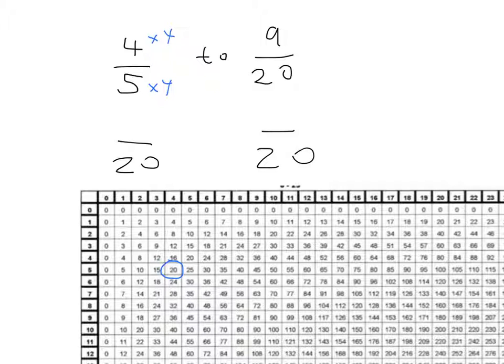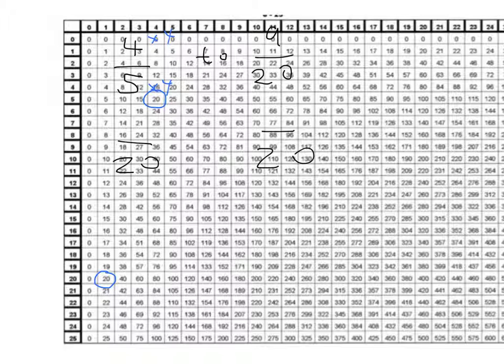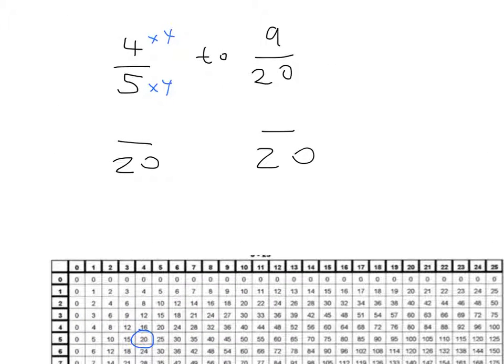Okay, now what about the number 20? What did we multiply 20 by to get to the number 20? Well, again, we look at our times table, and we'll see that 20 multiplied by 1 equals 20. So we write that down as well. 20 times 1, and whatever we do to the denominator, we do to the numerator, so let's times that by 1 as well. Okay, so now the rest is pretty easy. 4 times 4 equals 16, and 9 times 1 equals 9.